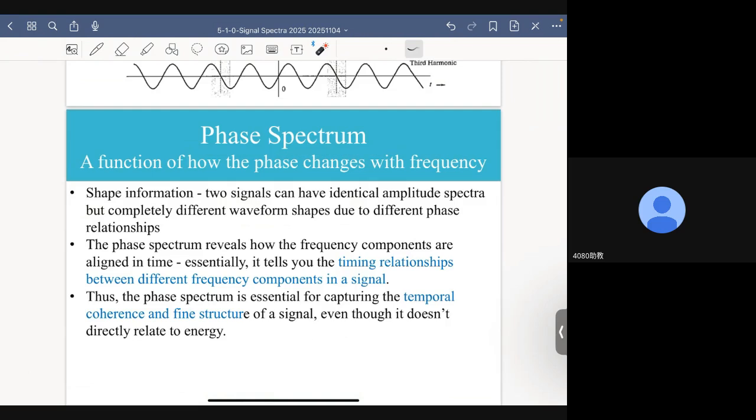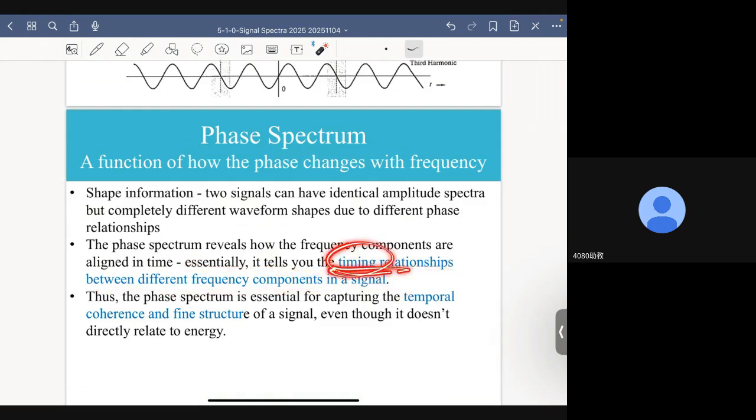But if you look at the waveform, that is how the values of those signals change with time, they could look entirely different, because they have different phase relationships. So the phase spectrum reveals how frequency components are aligned in time, how they align with one another in the time domain. Essentially, it tells you the timing relationship between different frequency components in the signal.